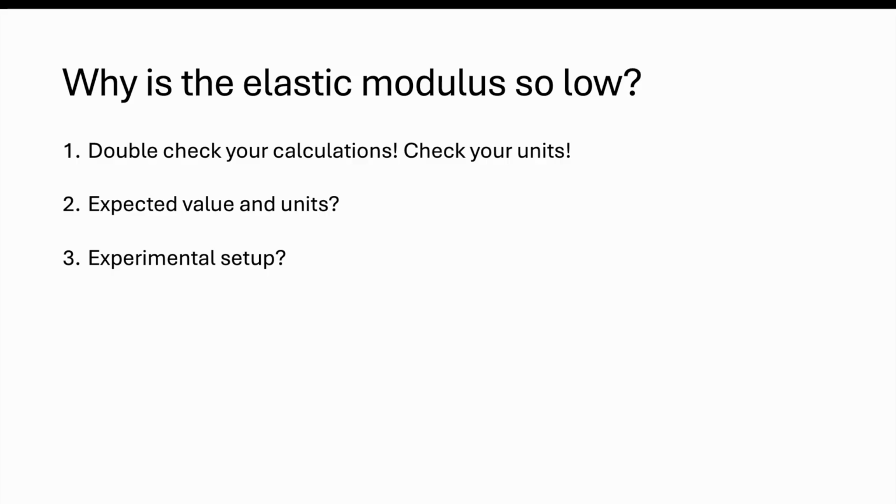Next, what is your expected value? If you're saying your elastic modulus is too low, that means you have an expectation for what it is. So let's check those values and the units as well. And lastly, the last thing that I typically go through and check is what is the experimental setup. Whether this is a tensile test that you've run or somebody else, or maybe if this is a problem that you're going through, you want to make sure you know what the experimental setup is.